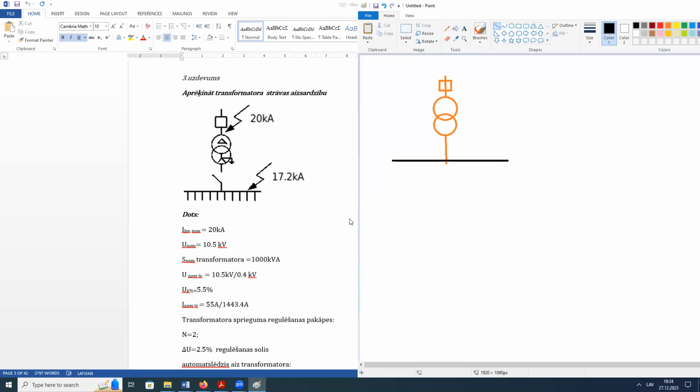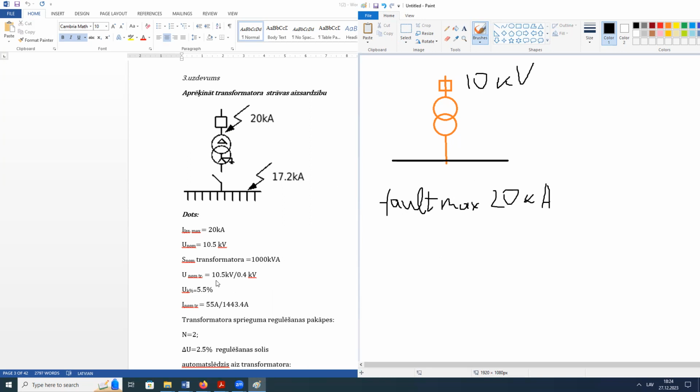Okay, what do we have? What do we know? We know the max fault current is this one. We know the nominal voltage of this transformer. So here we go, a 10 kV network.